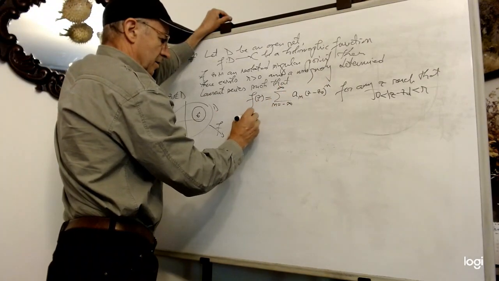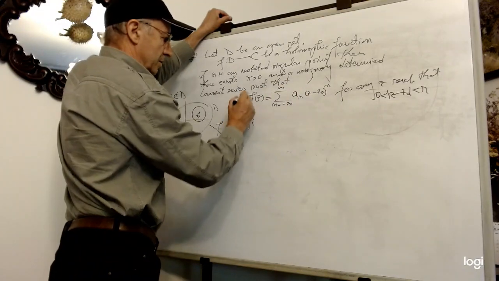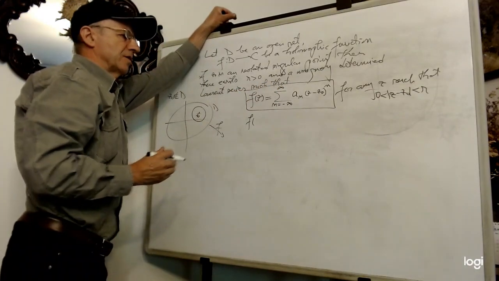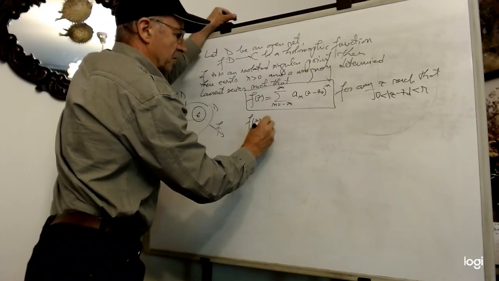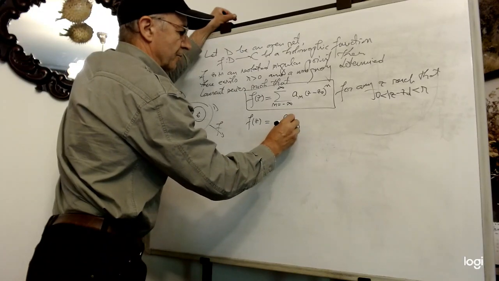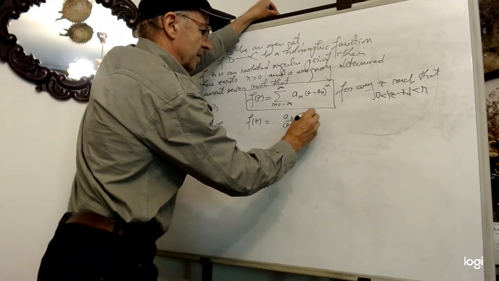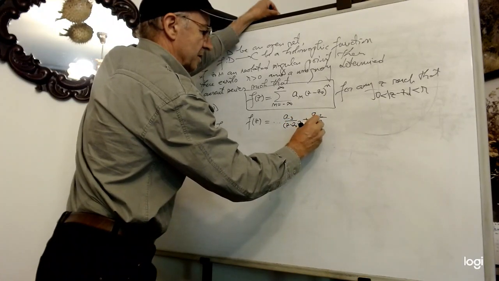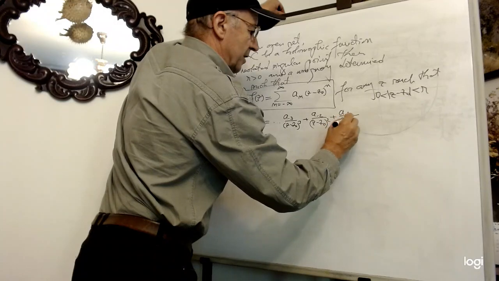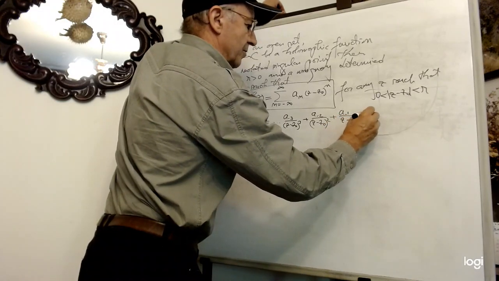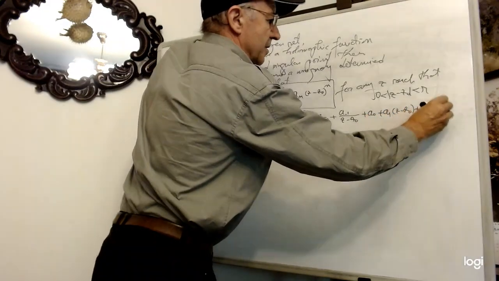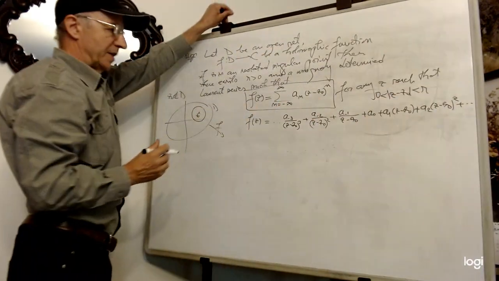Explicitly, this formula says f is the sum of a convergent Laurent series: f of z equals a minus 3 times z minus z0 to the third power, plus a minus 2 times z minus z0 squared, plus a minus 1 over z minus z0, plus a0, plus a1 times z minus z0, plus a2 times z minus z0 squared, plus so on.